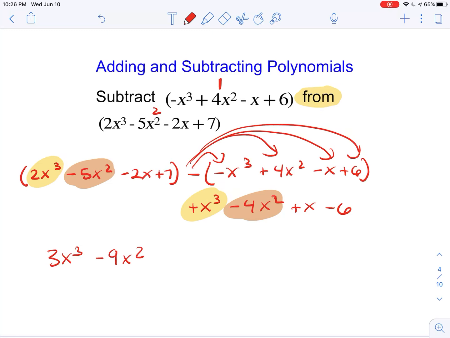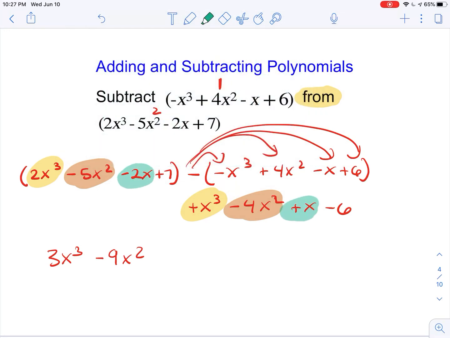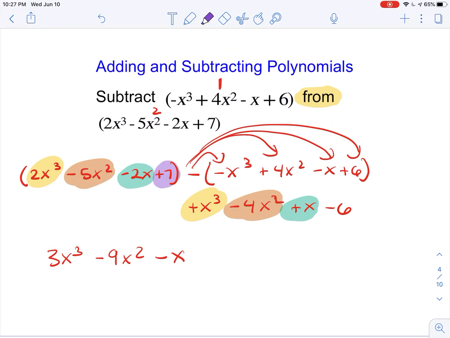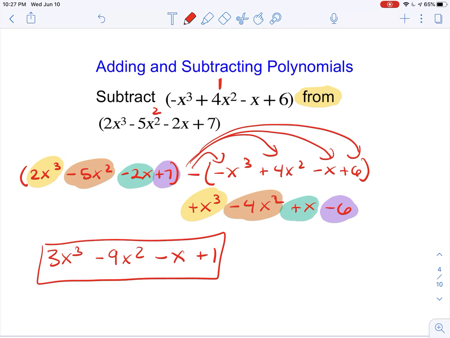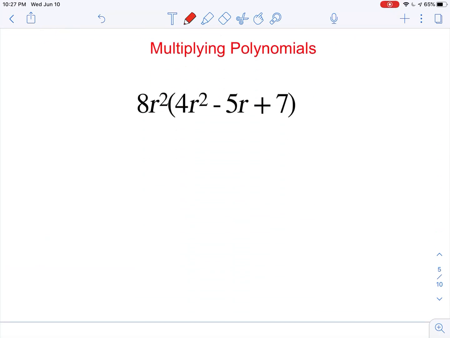Minus 5x squared combines with minus 4x squared, which would give me a minus 9x squared. Next, minus 2x plus x gives me a minus x. And last but not least, 7 and minus 6 gives me positive 1. That is in standard form already, 3, 2, 1 as our exponents, so we are done.